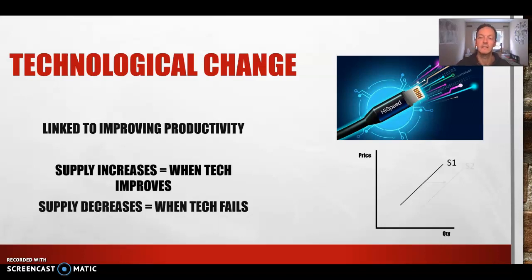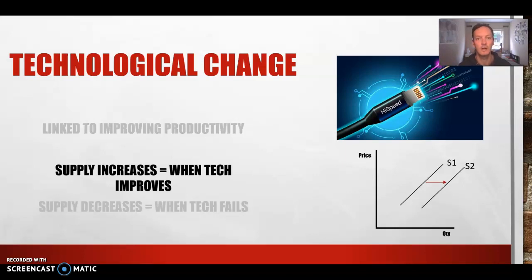And if we have faster internet, that is going to cause an increase in supply because suppliers will be able to access things quicker and faster. They might be able to reach new customers that they couldn't have reached before. So technological change will improve technology, therefore increase supply.